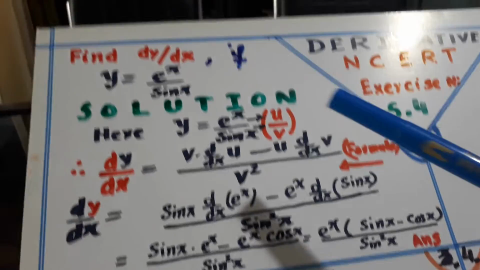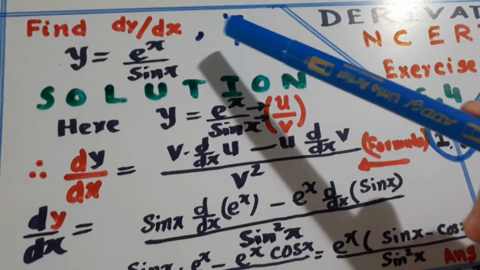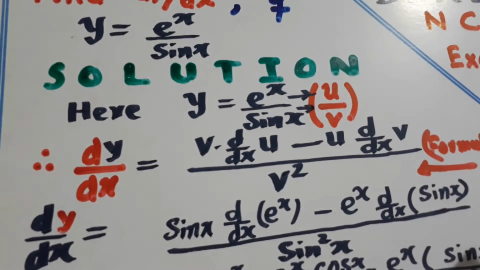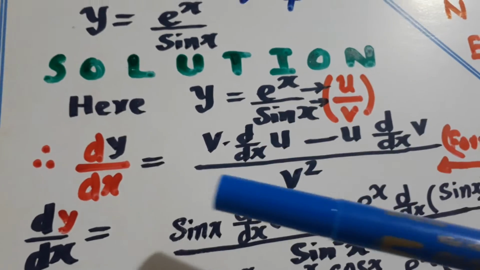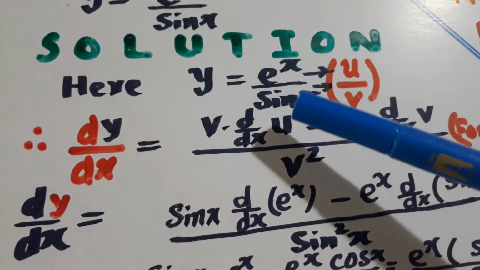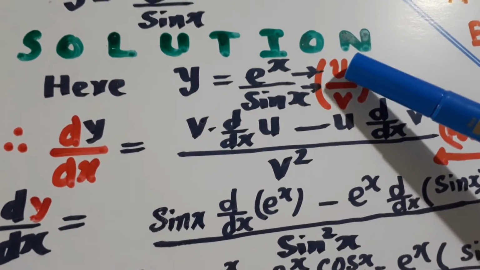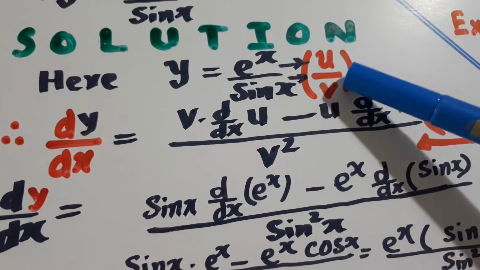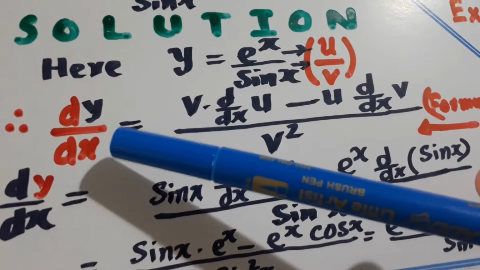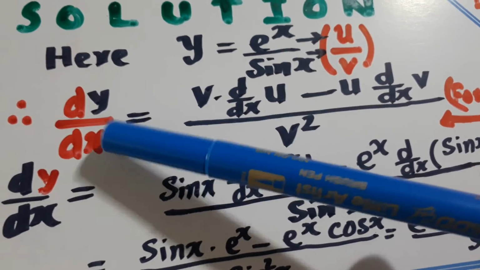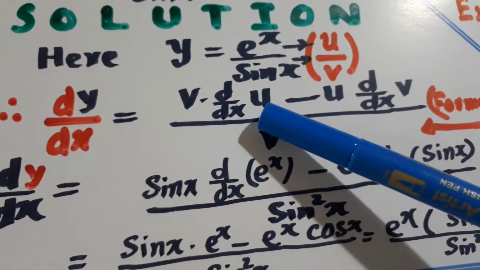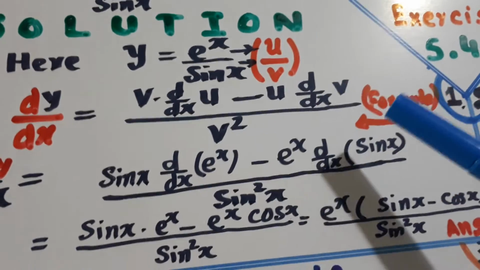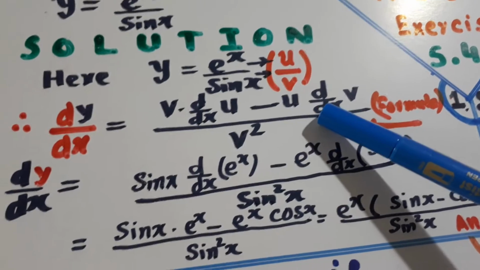Question number 1. Find dy by dx if y is equal to e raised to power x over sin x. Now the solution is like this. Here y is equal to e raised to power x over sin x. It is of the shape u by v. It means the quotient rule has to be applied. And we know that d/dx of y is v d/dx of u minus u d/dx of v over v square. This is the quotient rule formula.